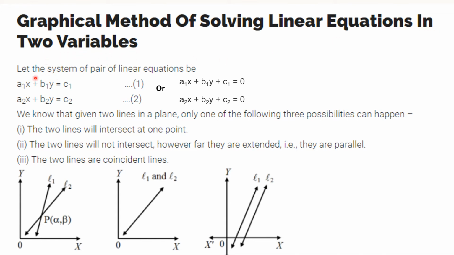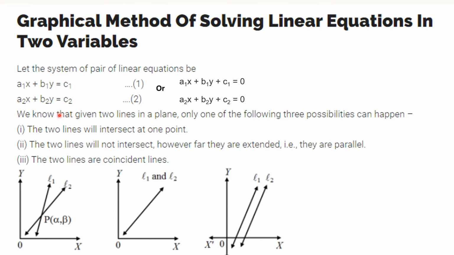First of all, we consider the system of a pair of linear equations, a1x plus b1y equals c1, which we consider as equation number one, and a2x plus b2y equals c2, which we consider as equation number two. As we know, a linear equation in two variables represents a straight line. So here we have two equations, it means we have two straight lines.